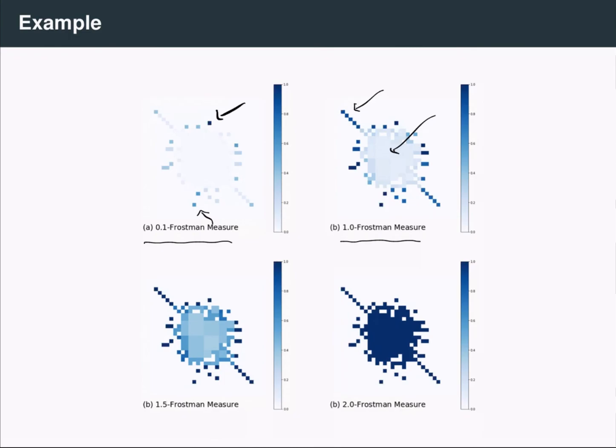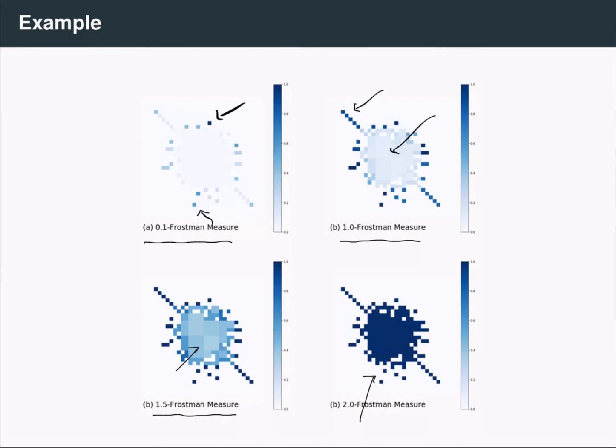Now here I have a 1.5 dimensional Frostman measure, so now the density is starting to pick up near the center. However, you'll see that it's still large around the boundary of this blob, where the points are not as concentrated as in the center. And finally, if you look at the last example, this is a 2 Frostman measure, and this just returns Lebesgue measure restricted to the characteristic function of the set.